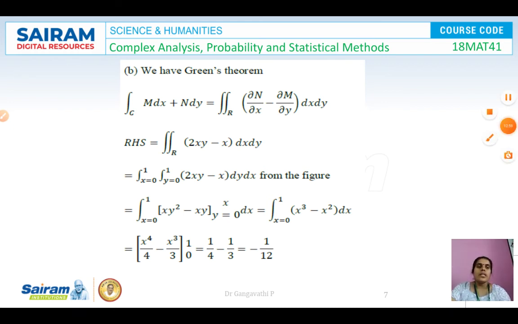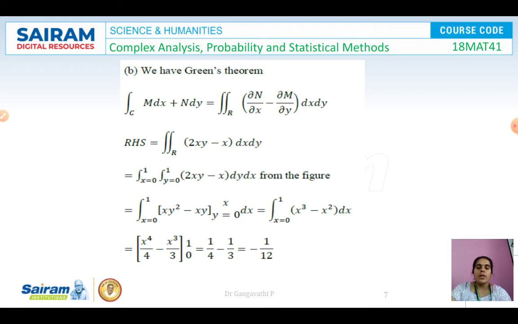By using Green's theorem, we know the integral over C of M dx plus N dy is the double integral over R of (dou N by dou x minus dou M by dou y) dx dy. Differentiation of N partially with respect to x gives us 2xy. And differentiation of M partially with respect to y gives us only minus x. dx dy is as it is.